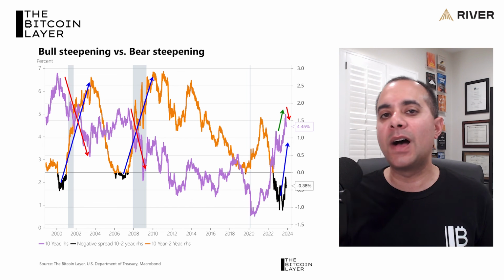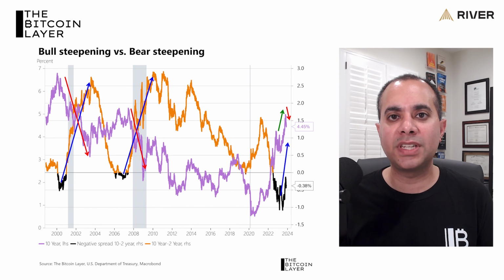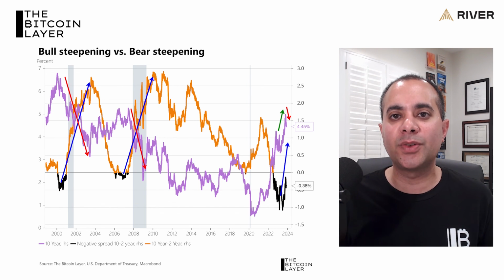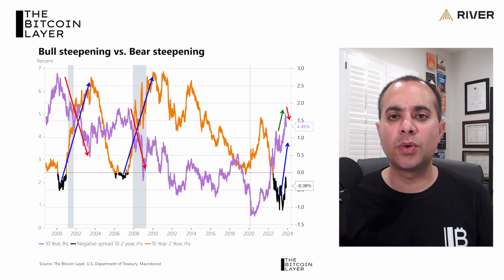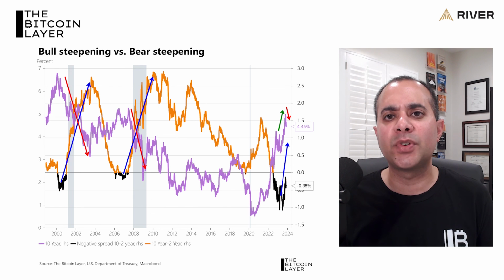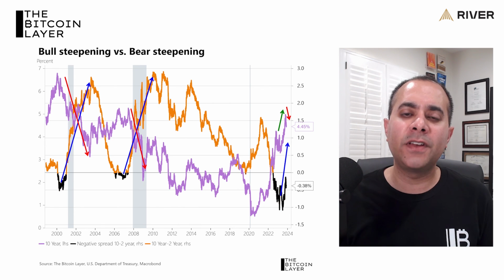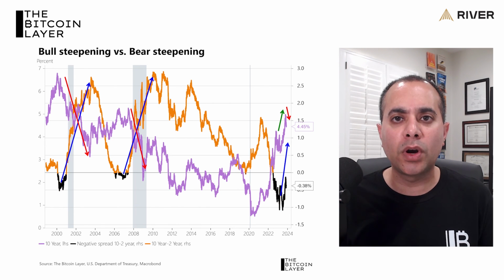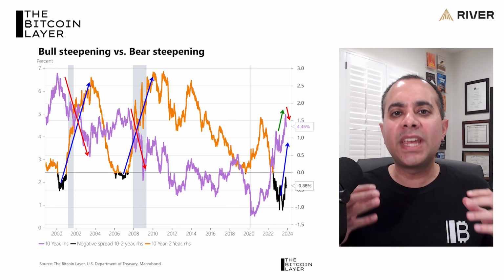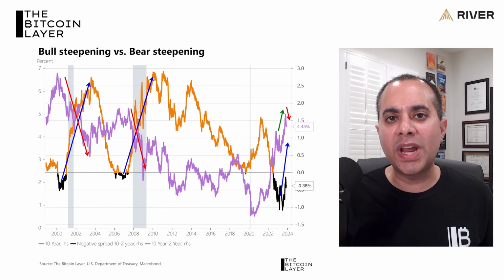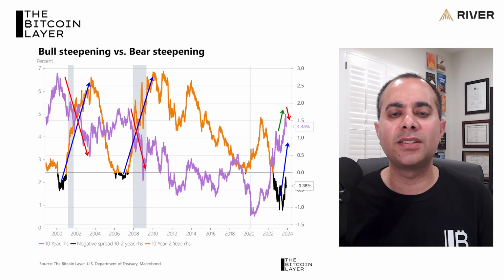Now, why and how would the curve bull steepen? You would need to see 2-year yields fall below 10-year yields while the two are falling. So something like a 3.5% 2-year yield and a 4% 10-year yield. That would imply a 150 basis point move lower on 2-year yields. Something like that could only happen with a huge rate cut move priced into the market.